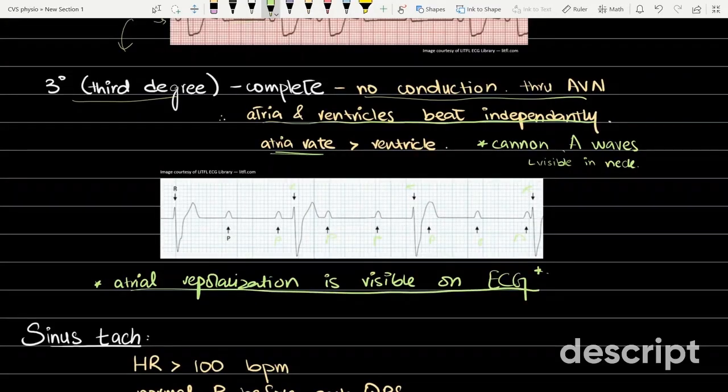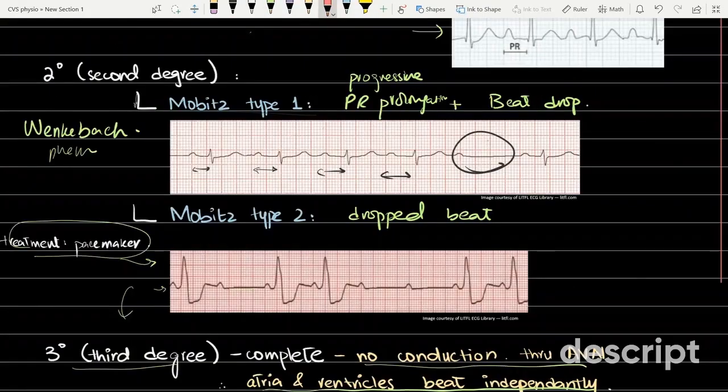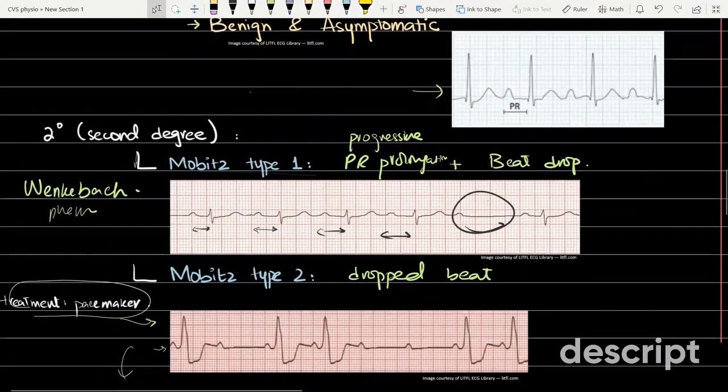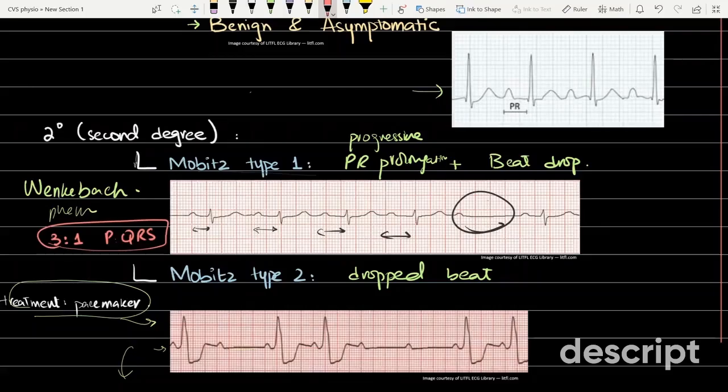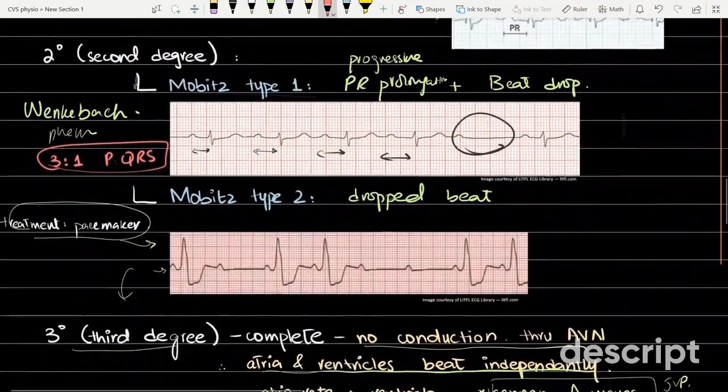One thing that is visible on physical examination is the pulsation in the JVP, and you can see cannon A waves in the JVP graph. So before concluding AV block, I would like to add a point. If there is 3:1 of P to QRS, it will be Mobitz type 2. So this was all for AV block.